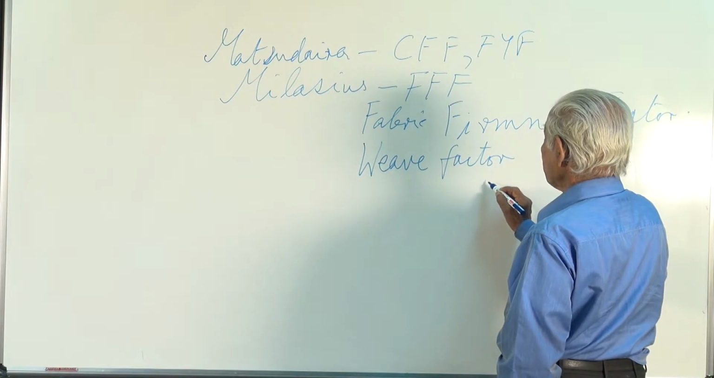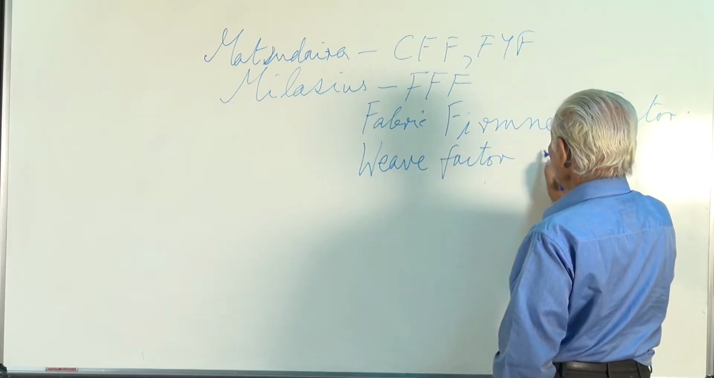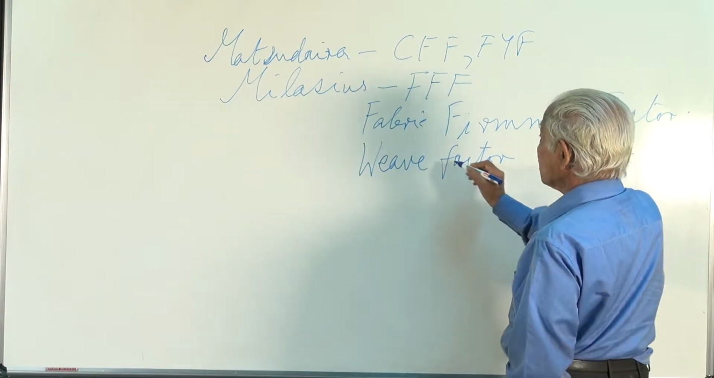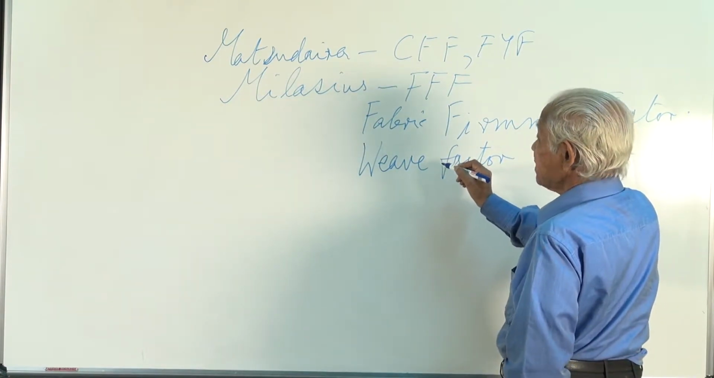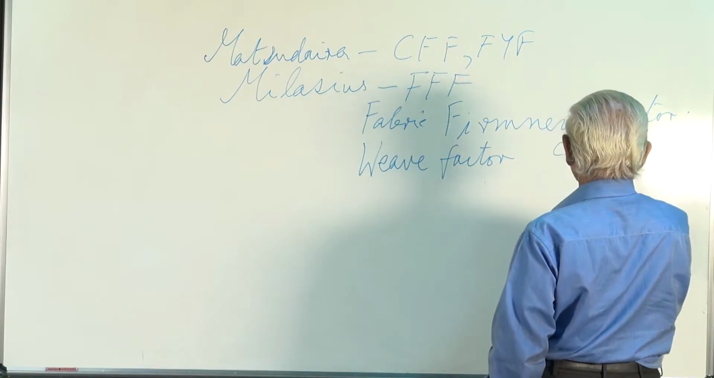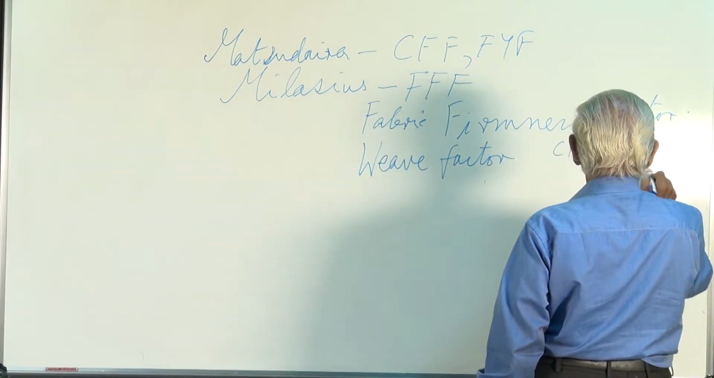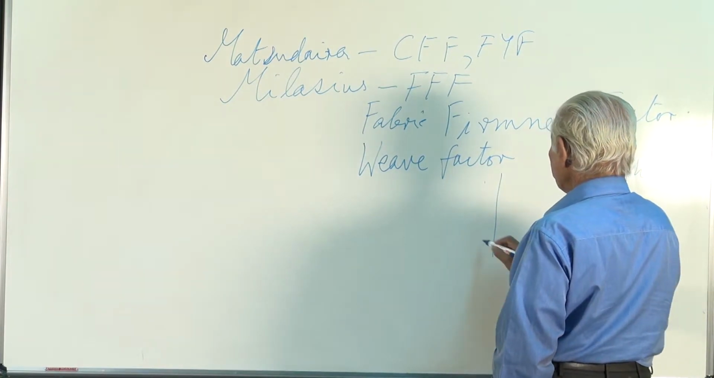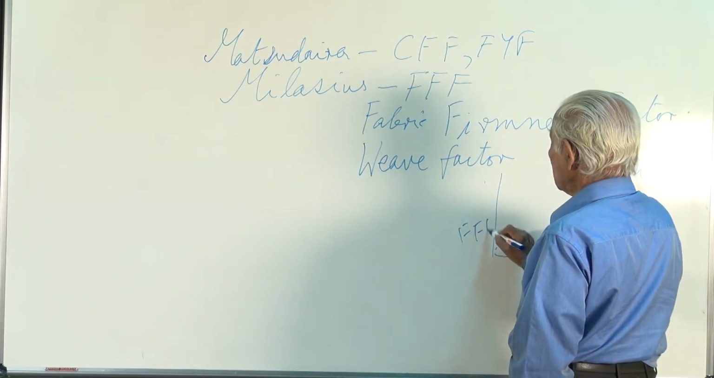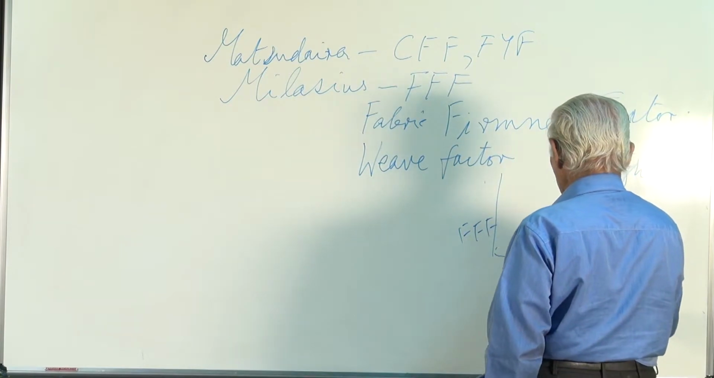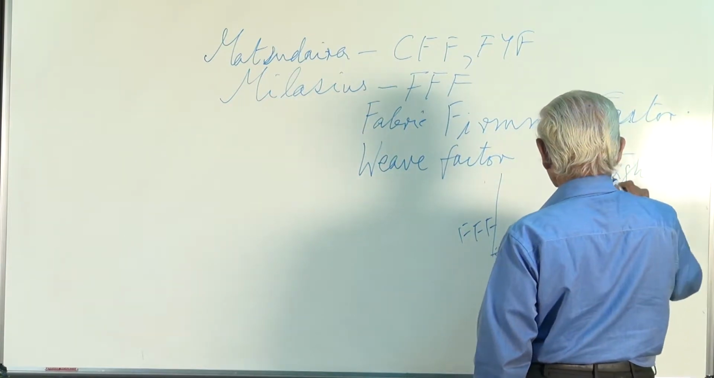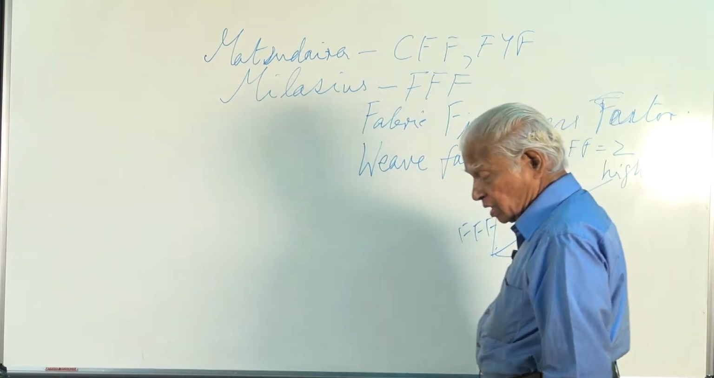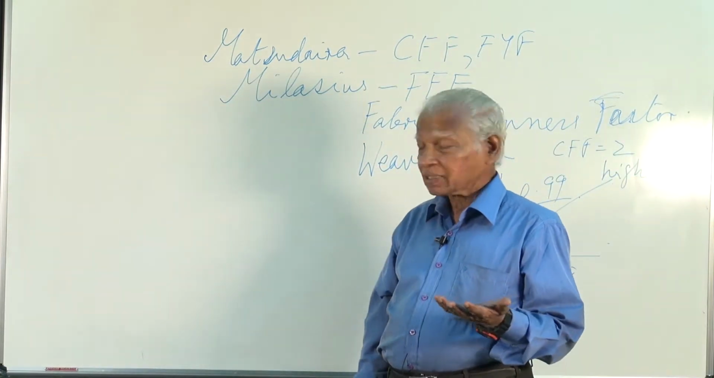In fact, for plain weave CFF is maximum, that is equal to 2, and for the same fabric Millasius FFF is also the highest one. So the relationship between this FFF and CFF is almost linear, and the correlation is about 0.99, which is excellent. So one is complementary to the other.